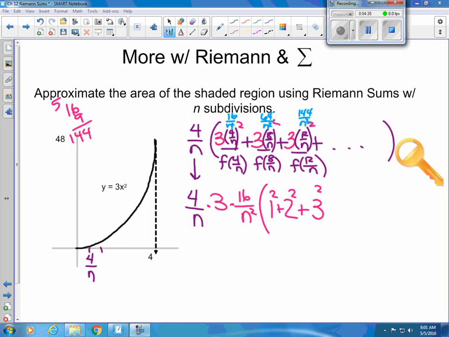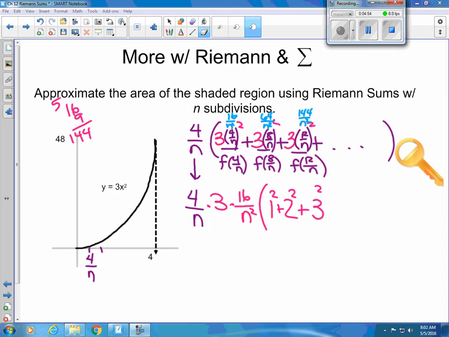So you could have written, instead, 4 over n from here, 3, and then written it as 4 over n squared, and then recognize what's left is 1 squared, 2 squared, 3 squared, 4 squared. You see the difference?